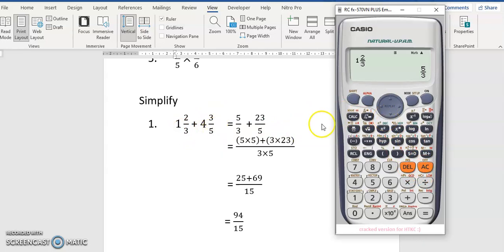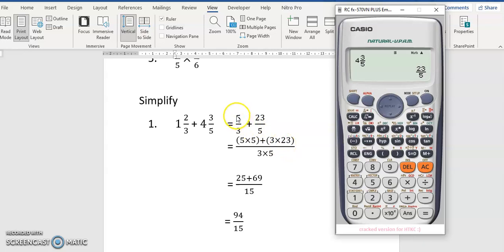Then the second one, let's see how you are going to press this one. 4 whole number 3/5. Let's delete all of them. So here, this is my 4. Are we together? And this is my 3. And this is my 5. I got 23/5. Alright?